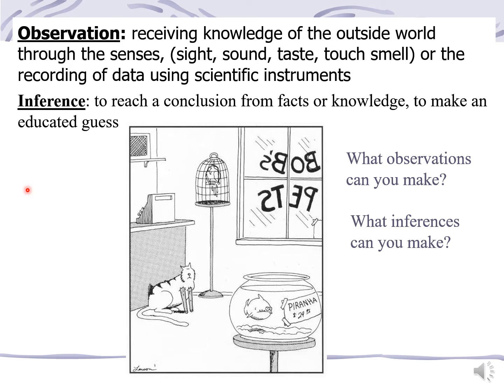Well, let's make an educated guess about what's going on here. Again, this is a cartoon. It's meant to have a bit of humor to it. Well, you can see in the window, as I noticed, the lettering looks backwards. The reason the lettering is probably backwards is because the writing would probably be on the outside. And on the outside, if you were to read this the correct way, it would say Bob's Pets.